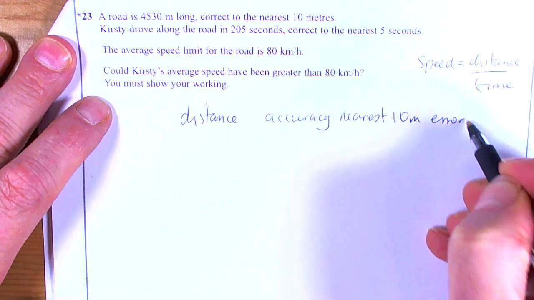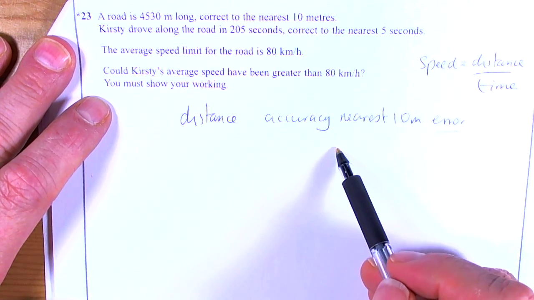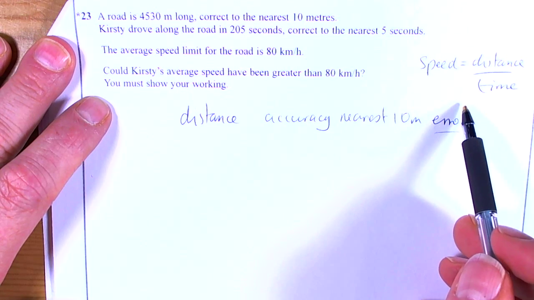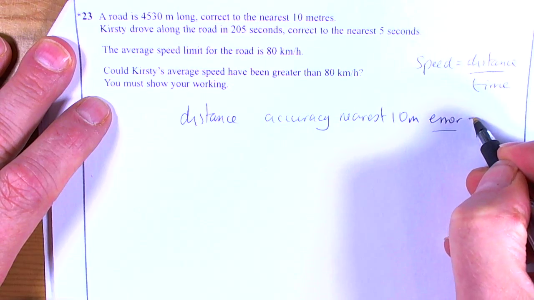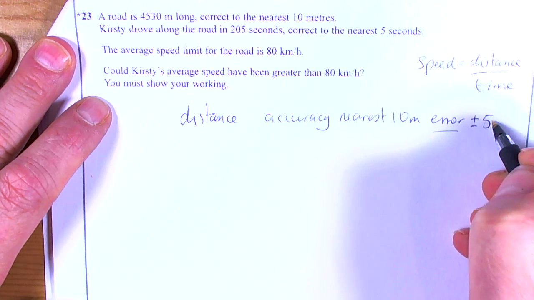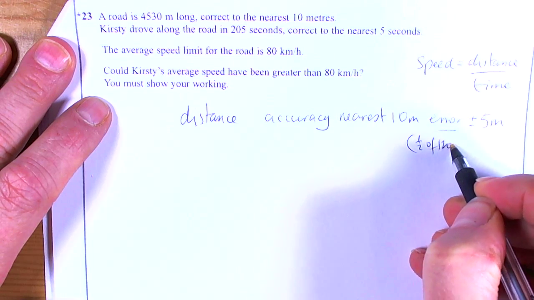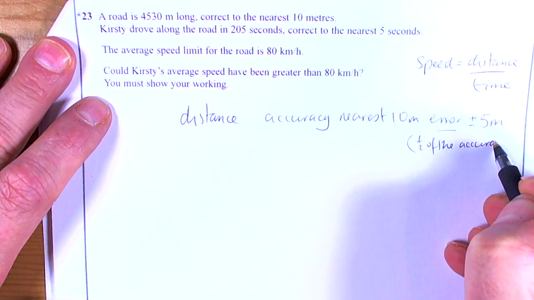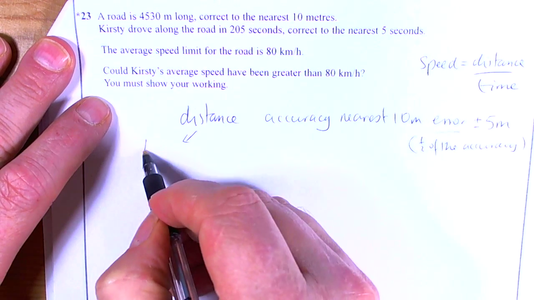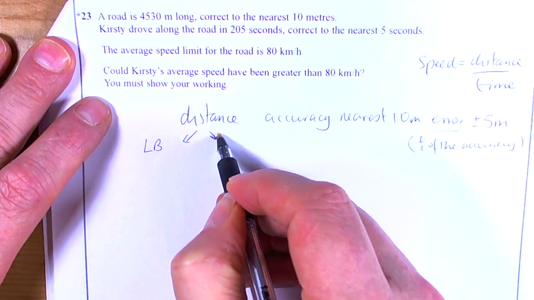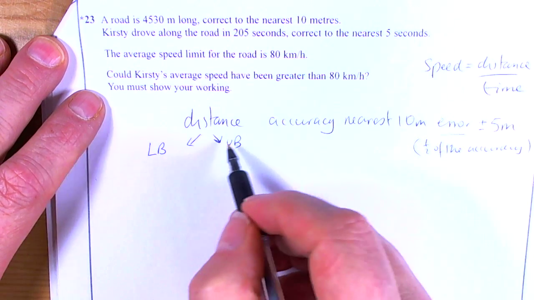So the error, and this is all about the bounds, what could have been the smallest distance possible, what could have been the largest distance possible. The error is always a half of the accuracy, so the error is going to be plus or minus 5 meters. That allows us then to write down what the lower bound of the distance is and what the upper bound of the distance is. And this will give you at least a method mark in the exam.